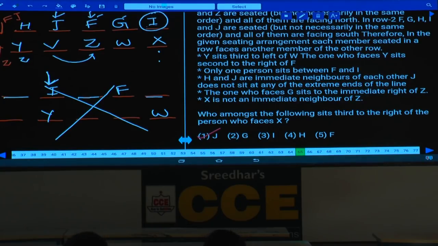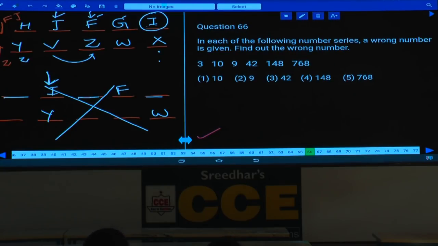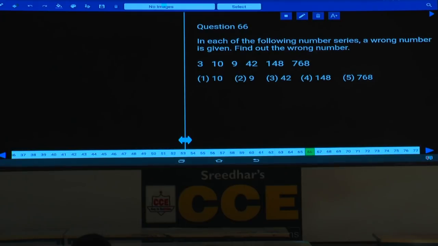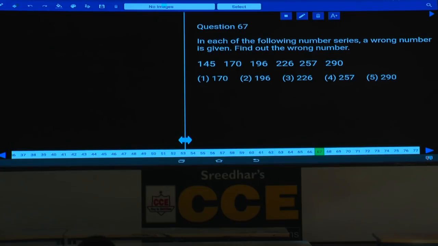Number series. Question numbers 66 to 70, wrong numbers. Now question number 67. First let us discuss about 67. I will come back to question number 66 afterwards. Now in the 67, this series 145, 170 and so on.